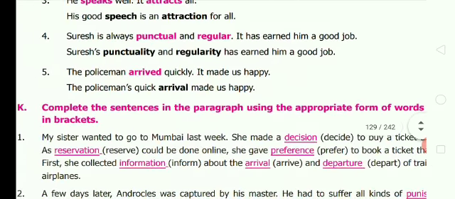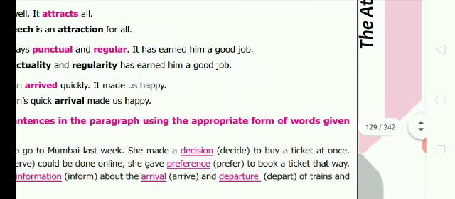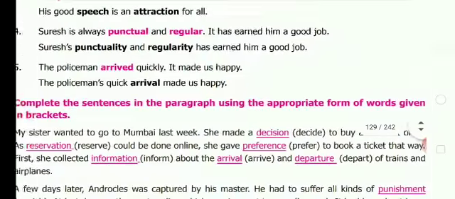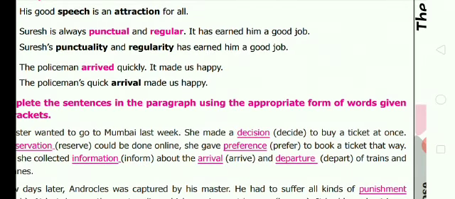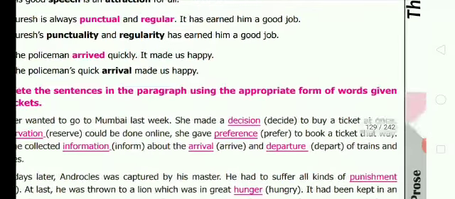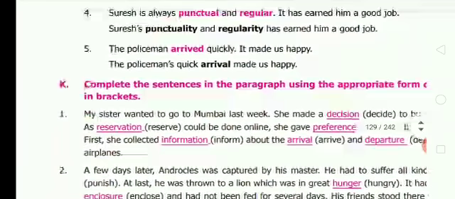Moving on to next exercise K. Complete the sentences in the paragraph using the appropriate form of words. First one. My sister wanted to go to Mumbai last week. She made a decision to buy a ticket at once. As reservation could be done online, she gave preference to book a ticket that way. First, she collected information about the arrival and departure of trains and airplanes.